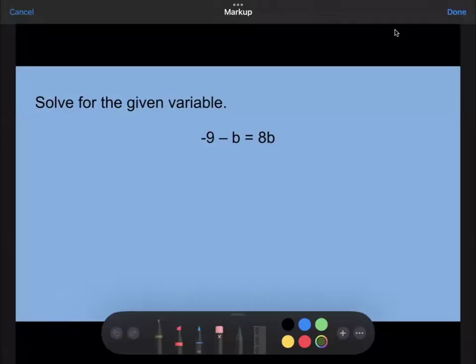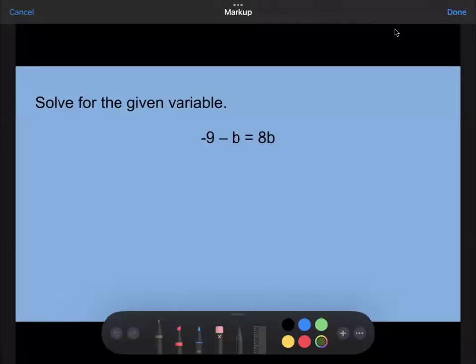Okay, here is our first one. We're going to solve -9 minus b equals 8b for b, so to find out what b is equal to. Okay, so this one is just like solving multi-step equations. There's just one little thing that changes, and that's that you have variables on both sides of the equation.